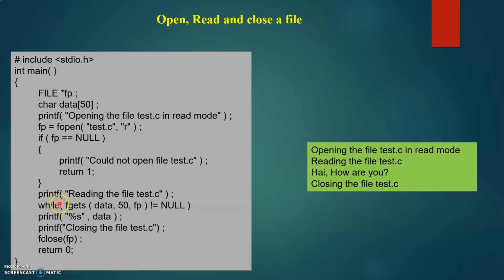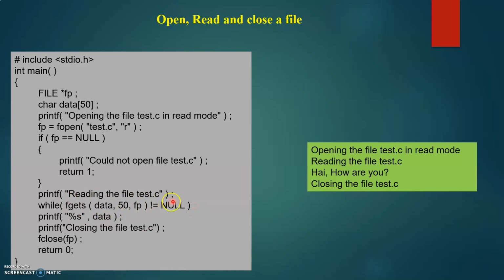Now we want to read the file. So we are using while fgets. fgets means getting the string. If you write I am a good boy or hey how are you, that is a whole string. Instead of taking character by character, it is taking the whole string. The buffer here is the data, comma 50, which is how many elements there are, comma the file pointer, which points to all of the things.